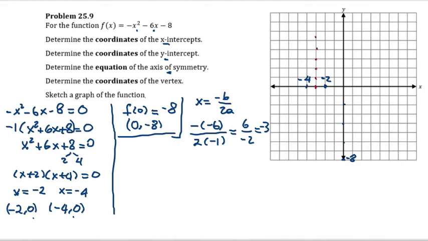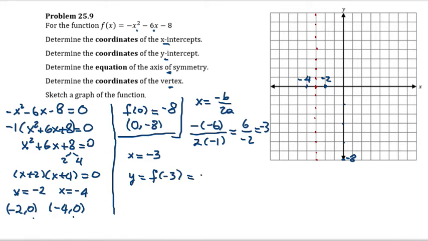So the line is a vertical line. The axis of symmetry is a vertical line that passes through the point -3. And the last thing to find is the vertex. So we already found the x coordinate of the vertex at -3. So the y coordinate of the vertex can be found by plugging in -3 to the function.